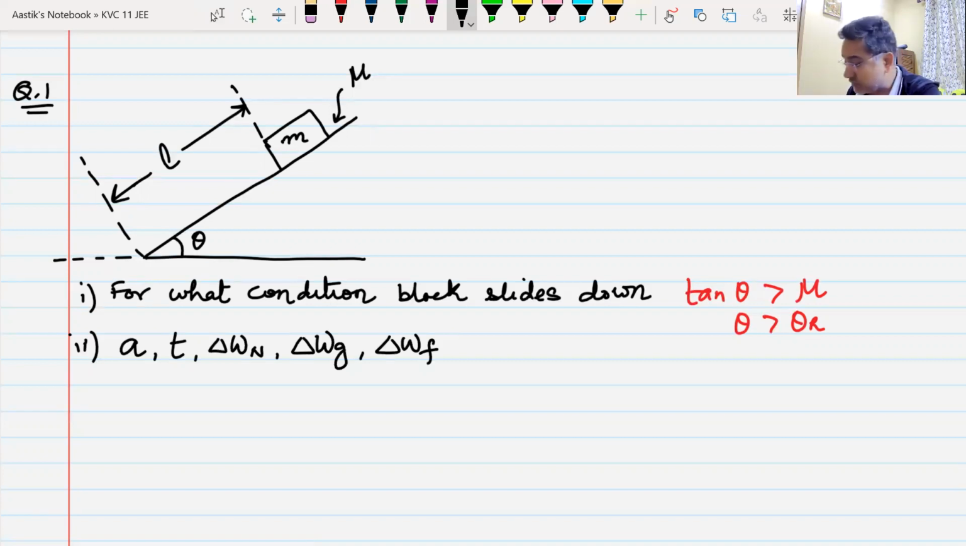I was only trying to concentrate on the three questions of work done, but now I understand that I had to tell you why it will slide down. That means I have to go back to friction. That's not a good sign.